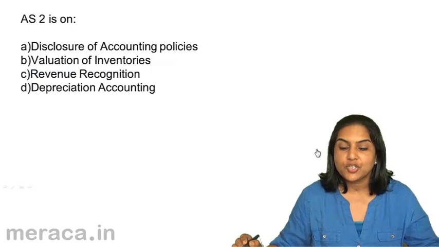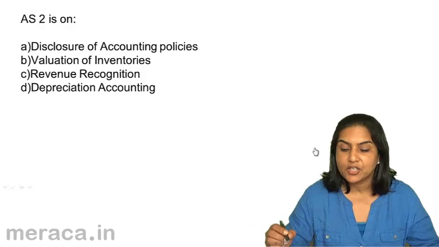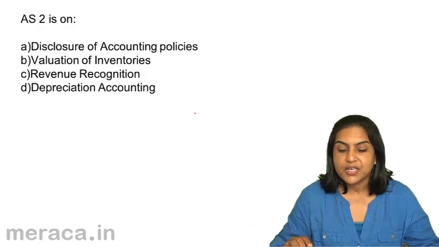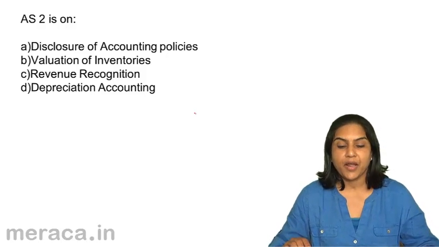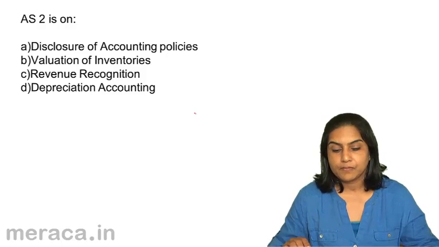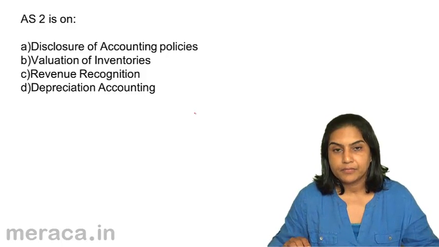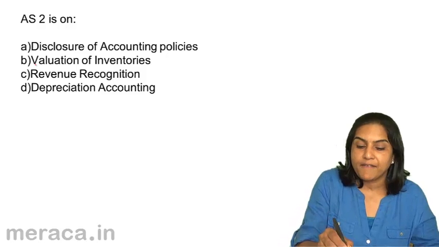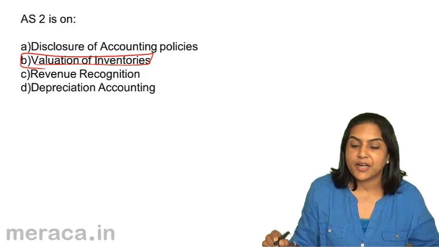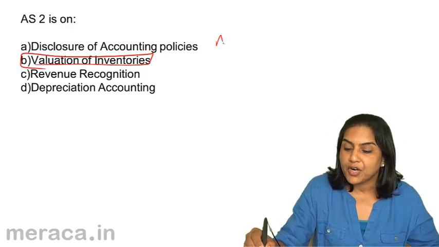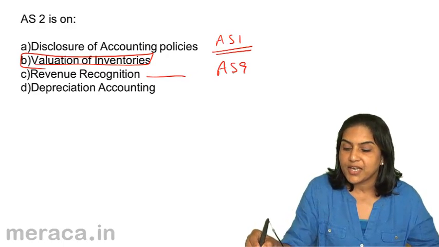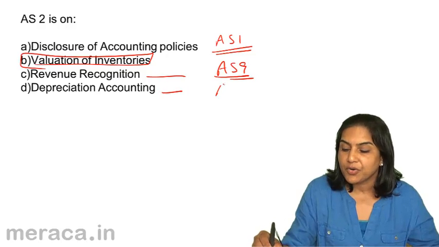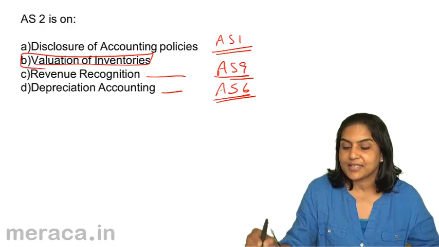Next, AS2 is on A. disclosure of accounting policies, B. valuation of inventories, C. revenue recognition and D. depreciation accounting. AS2 is on valuation of inventories. Correct answer B. Disclosure of accounting policies was AS1. Revenue recognition was AS9. Depreciation accounting was AS6.